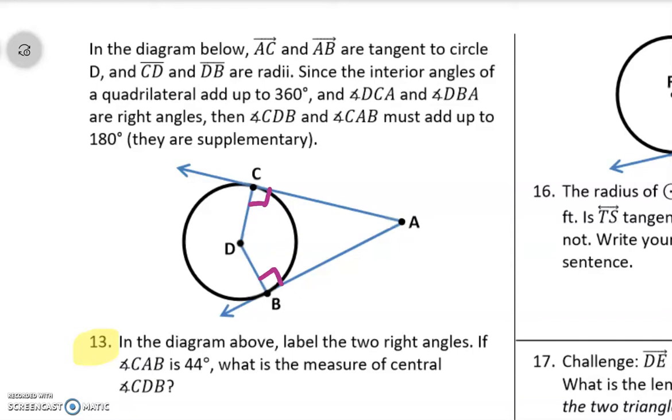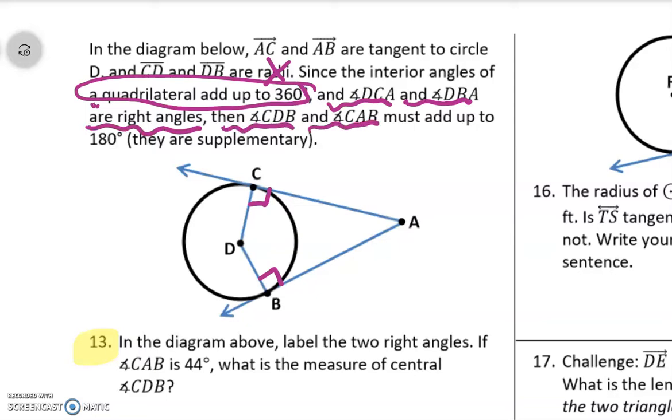CD and BD are radii, that's what it said. Since the interior angles of a quadrilateral add up to 360, that's pretty important. And angle DCA and DBA are right angles, we already marked those. Then CDB and CAB must add up to be 180. So the point here is, if this is 90 and that's 90, right? If I add those together, that's 180, right?